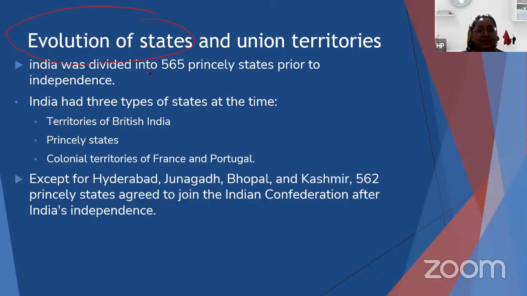जब India was divided into 566 princely states prior to independence, we know that 3 types of states थे उस टाइम पे हमारे पास. एक तो territories of British India, the original princely states, and colonial territories of France and Portugal that they have in India. Now, except for Hyderabad, Junagadh, Bhopal, and Kashmir, 562 joined after independence. Okay, they agreed to join.